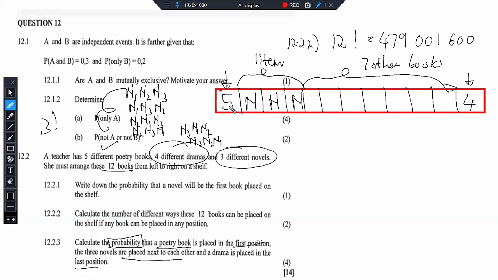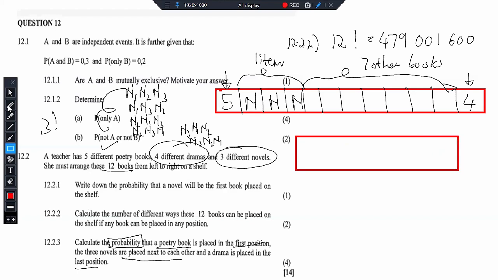We want to assume that the 3 books are just one book, one item. So that means, in other words, after placing the poetry book in the first position and the drama book in the last position, we have 8 spaces to fill. Right? We have 8 because we have taken this one as one book, and then together with the 7 other books, that makes it 8. So that means now, in order to find the number of different ways in which we can place this, is what we can do now. So it's 1, 2, 3, 4.